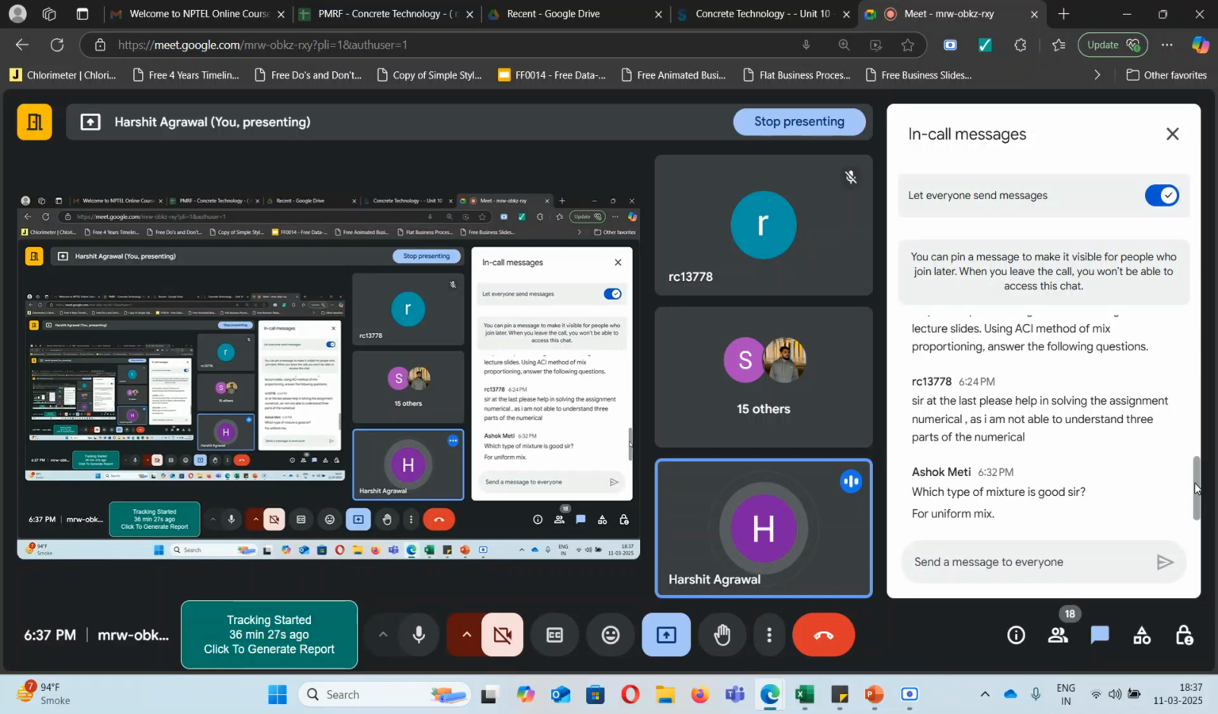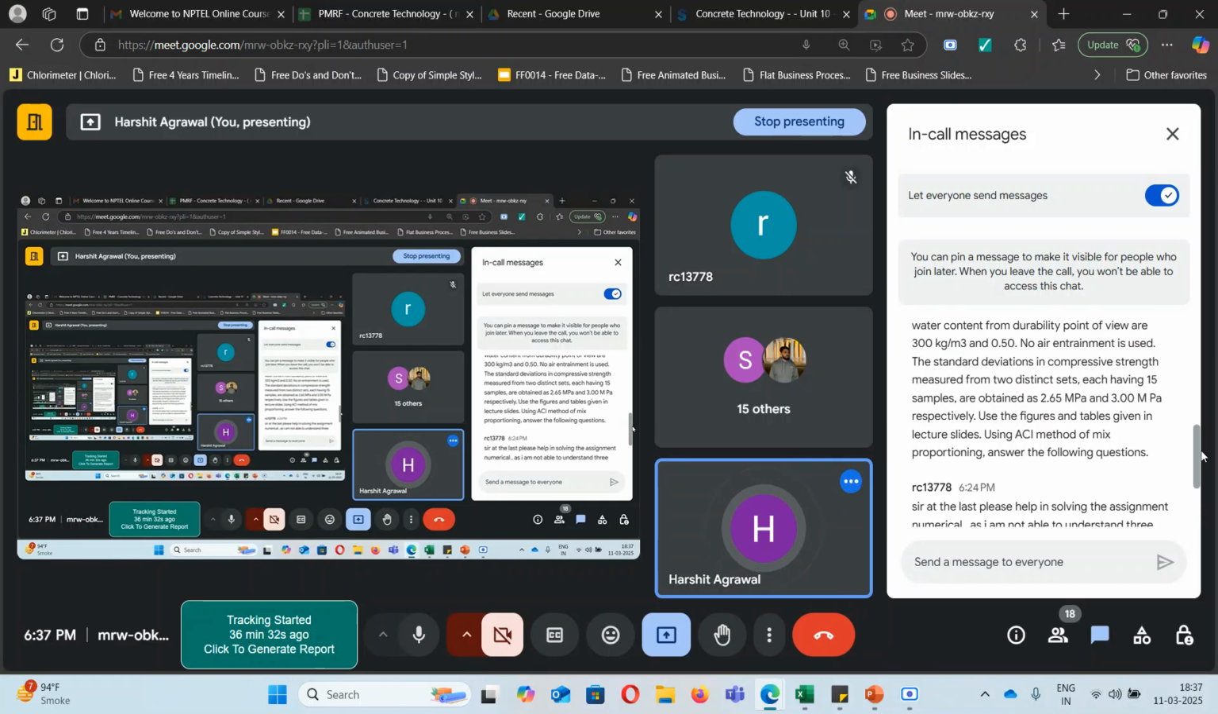Sir, at the last, please help in solving the assignment. I am not able to solve the three parts of it. Okay, that we will see in the end.